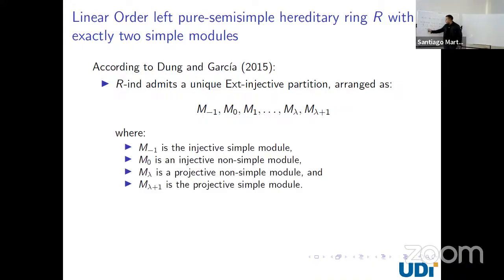Here this one is going to be the simple model, which is going to be the injective. This one is the other simple, which is going to be the projective. This one is projective, but not simple. This one is injective, but not simple. And we have many models here. But with the same property as the X-injective partition, we don't have morphisms from the left to the right for every model in this linear order, but we can find morphisms from the right to the left. Also, it's been proved by Dung and Garcia that if we take two consecutive models and we take the direct sum of them, then we're going to have tilting models.